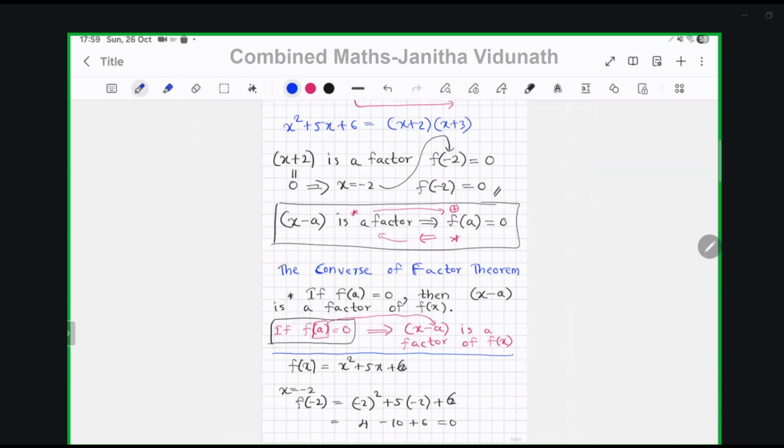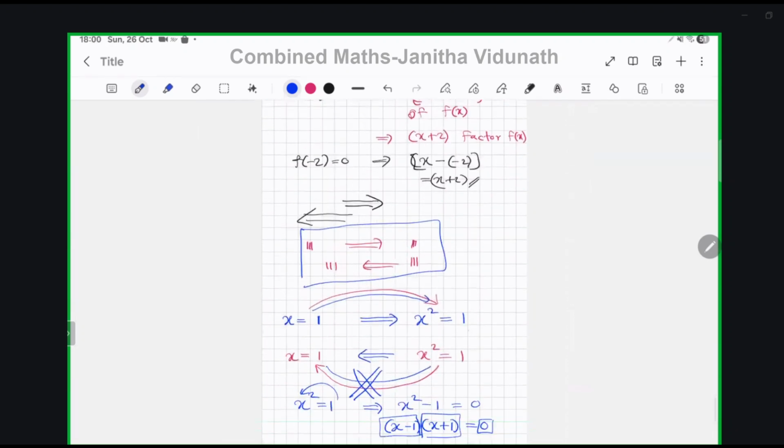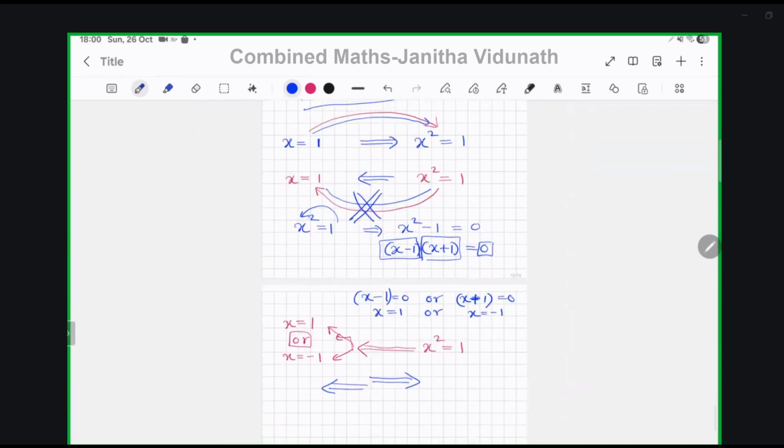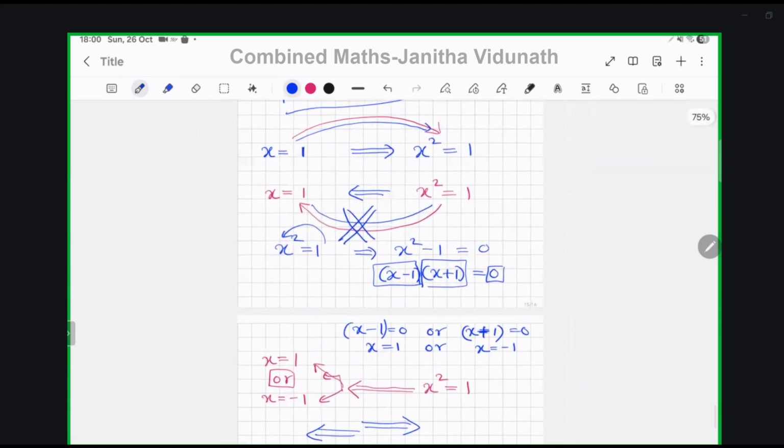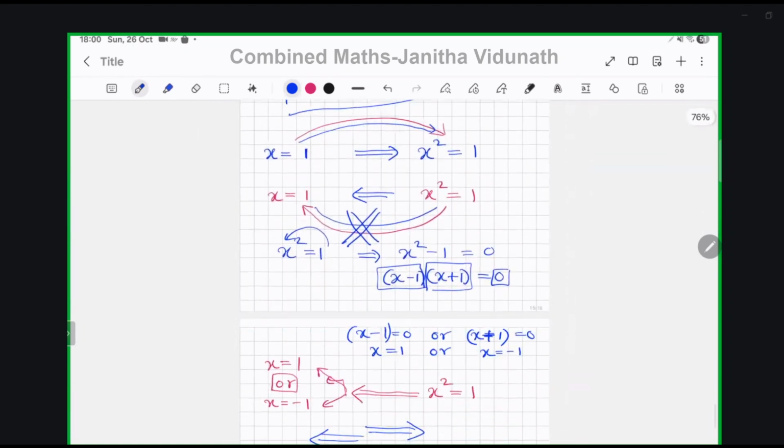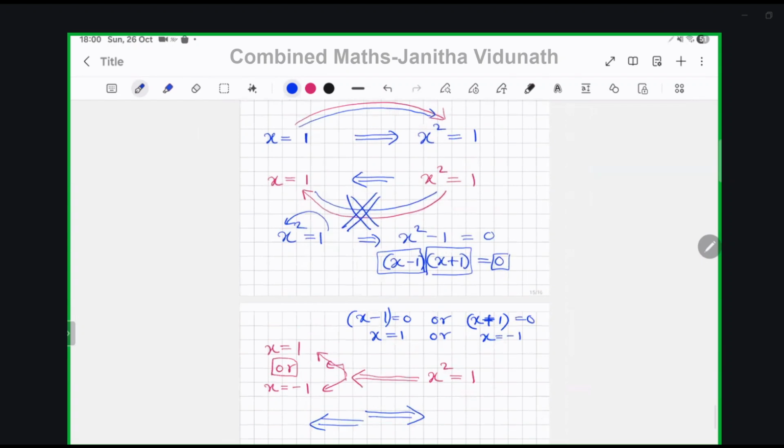That means if someone says x minus a is a factor, then we can say f(a) equal to 0. Or if someone says f(a) is equal to 0, then we can say x minus a is a factor of f(x). Okay, write down this example. This is a very good example that we cannot go both sides. There are so many examples like that.